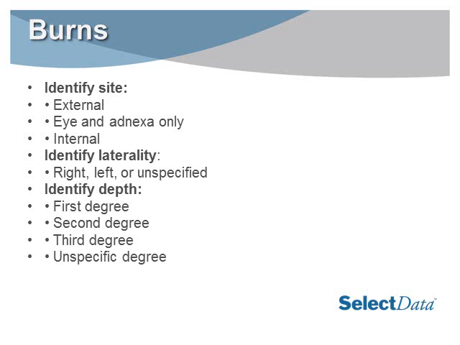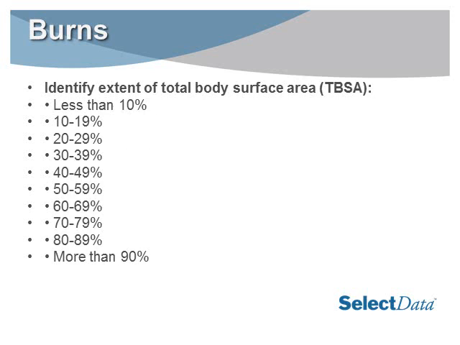Again, we have to identify the site. If it's external, is it the eye or adnexa, or is it down to the internal organs? Again, laterality, right or left, we would never use unspecified. And obviously, as she said, we have to identify the depth. You have to have first, second, or third degree. We would never code something to an unspecified degree. We have to identify the extent of the total body surface area. This is not new to ICD-10. This was also required in ICD-9, and this information must come from the referring physician.